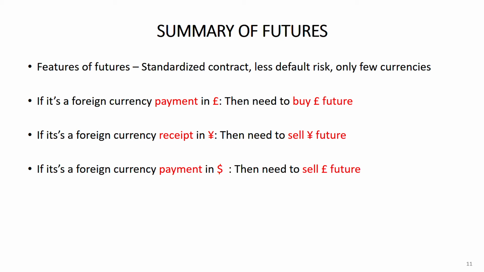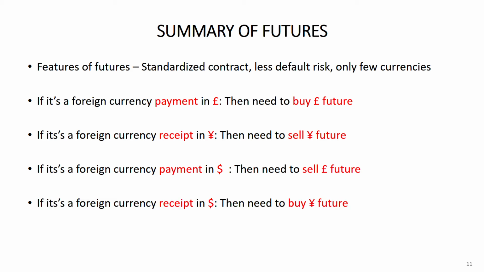When it's a dollar payment, you sell the foreign currency future, and the other way around for the receipt. If it's a dollar receipt, you buy the yen future. Let's say yen is the foreign currency in this case, it could be any currency. But when it comes to dollar payment and receipt, you cannot buy and sell dollar future. That much you have to remember, right?